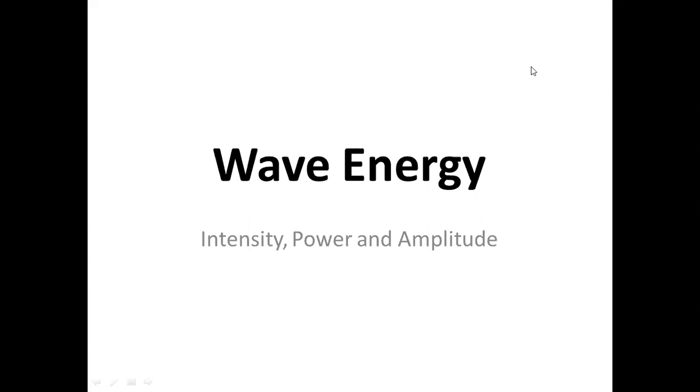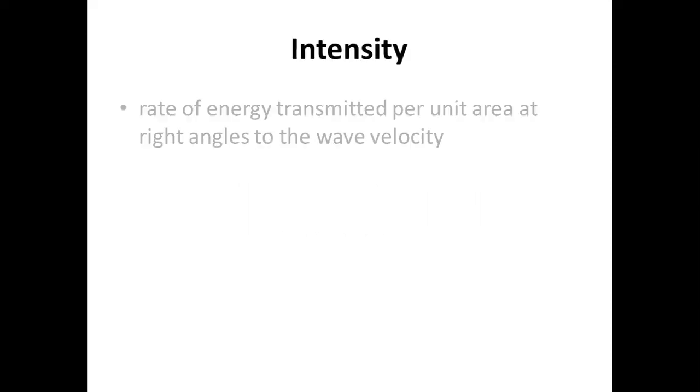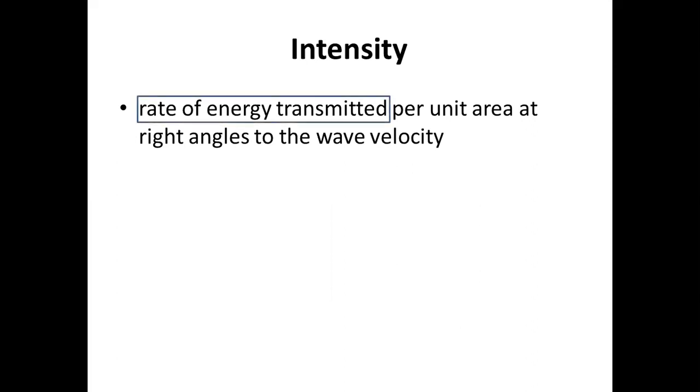In today's session, we will be talking about wave energy in terms of intensity, power, and amplitude. Intensity is defined to be the rate of energy transmitted per unit area at right angles to the wave velocity. Let us interpret this definition part by part.